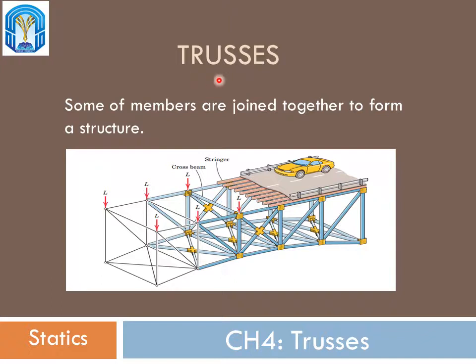Today we are talking about chapter 4, which is about trusses. First of all, what is a truss? A truss is a set of members joined together to form a structure. As we say here, we have members, and all these members are joined together by joints, and we call this a truss. And we have two ways to solve problems about trusses: method of joints and method of sections.